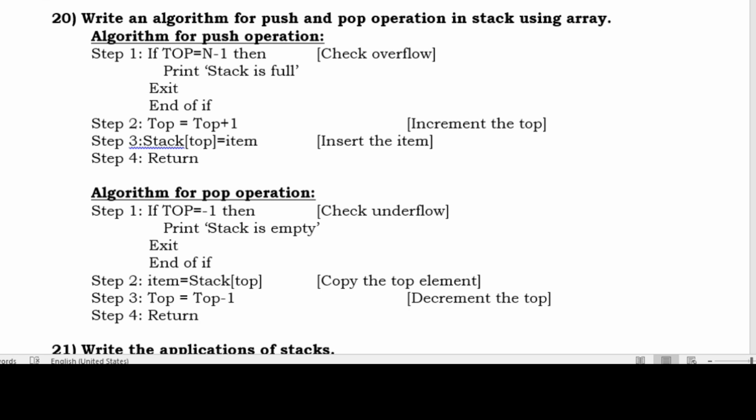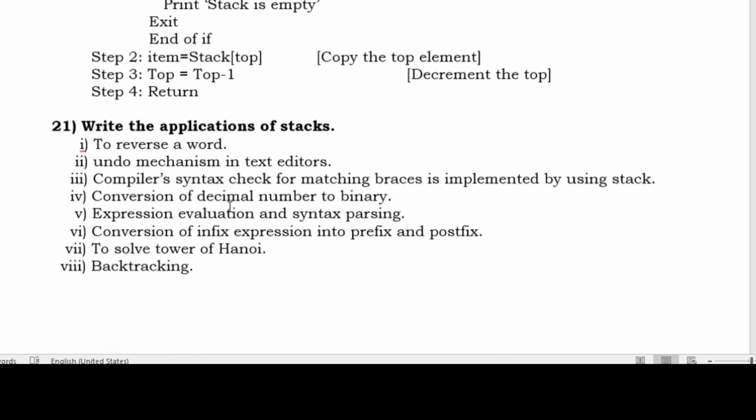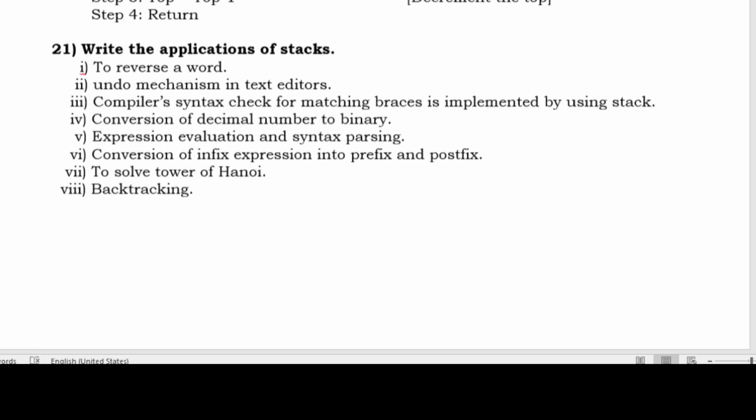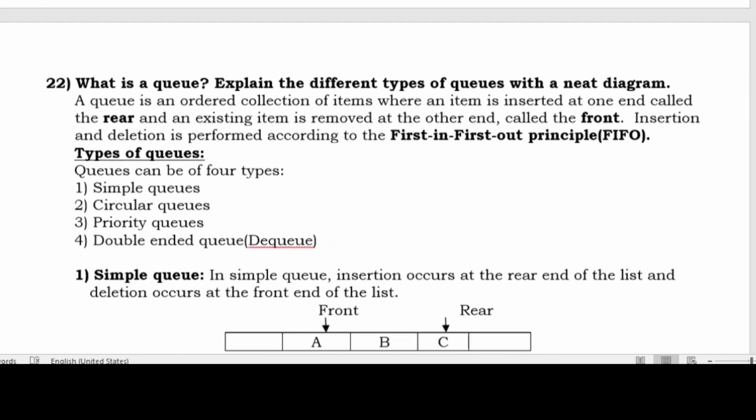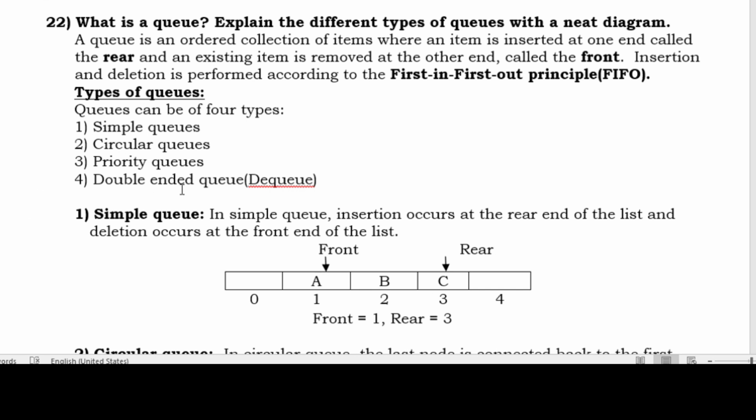Very simple algorithms. Then applications of stack, so this could be for 5 marks. So that is done with stack. Then we'll go with queue. In queue, you will be asked to explain the different types of queues. They'll merge this because you have only 4 types. They will merge it like: what is a queue, explain the different types of queues.